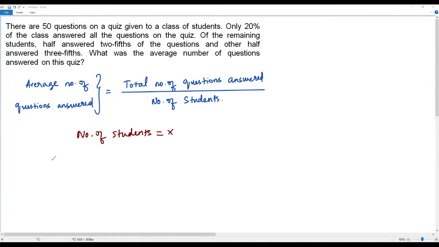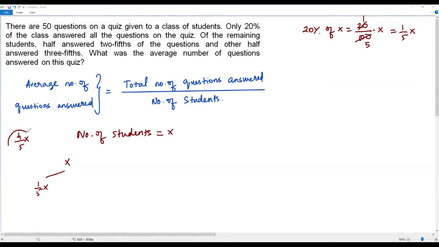According to the information, in this X number of students in the class, 20% of the students answered all the questions on the quiz. So let's find 20% of this X. Let me do the calculation over here. 20% of X equals 20 over 100 times X. 20 goes into 20 one time, 20 goes into 100 5 times, we get 1/5 X. So 20% of X equals 1/5 X. Let me write it over here, 1/5 X. So the remaining is 4/5 X.